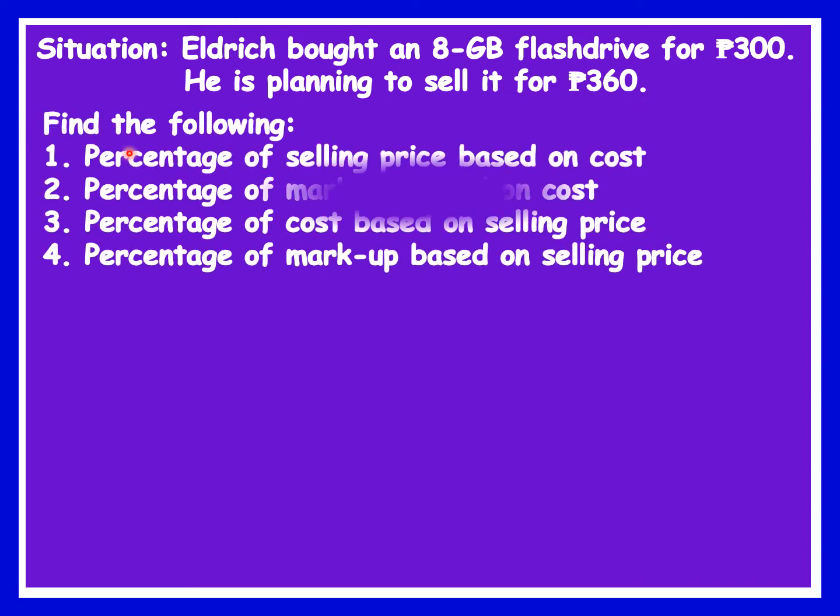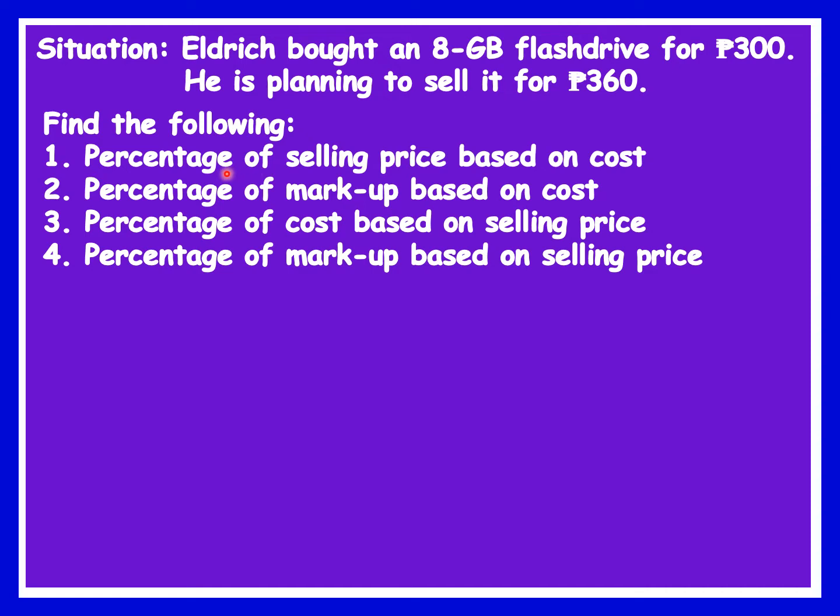And there are 4 questions here. We will find the percentage of selling price based on cost. So, let us focus on number 1. To find the percentage of selling price based on cost, we may need to find the selling price and the cost first. So, the selling price once again is 360 pesos and the cost is 300 pesos.